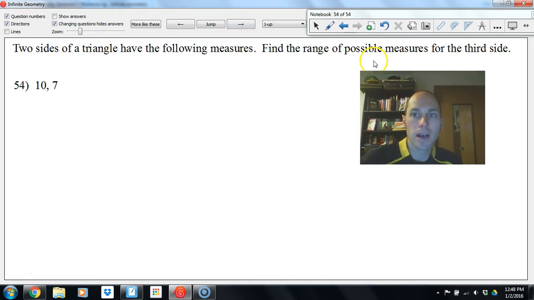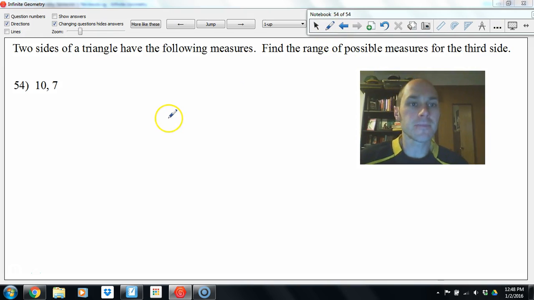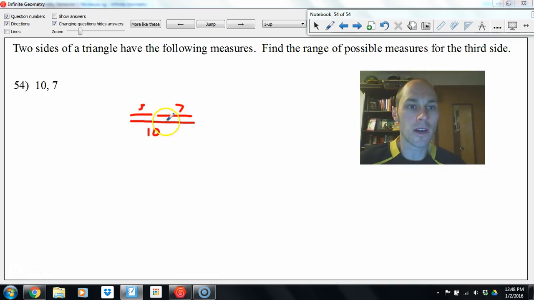Find the ranges for the possible measures of the 3rd side. Well, keep in mind if this side is 10, this one were 7, the other one would have to be just slightly greater than, well, if it were 3, it wouldn't form a triangle, so it'd have to be a little bit greater than 3. So the value would have to be larger than 3.